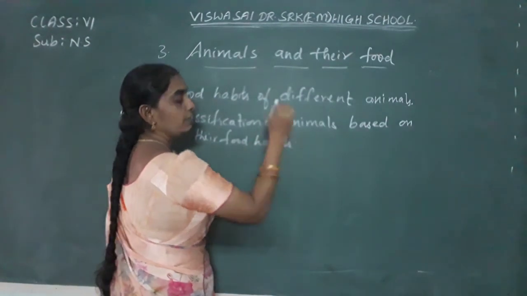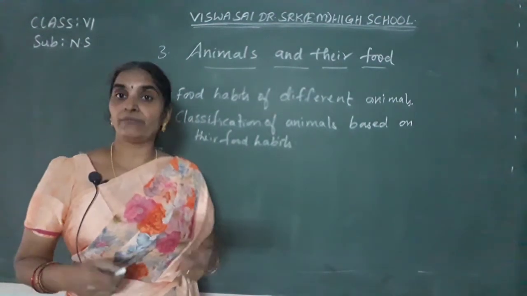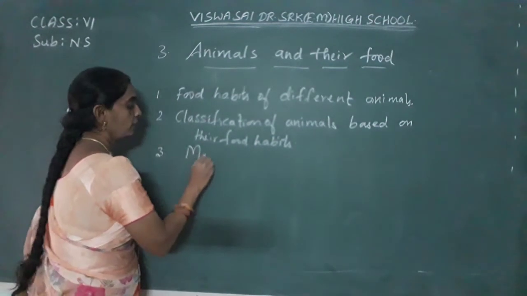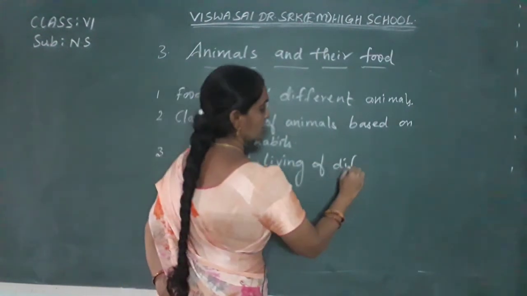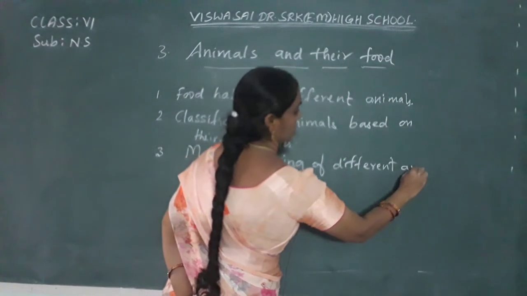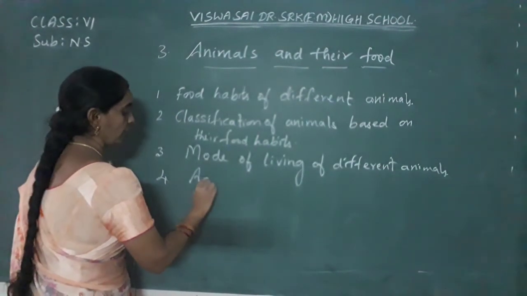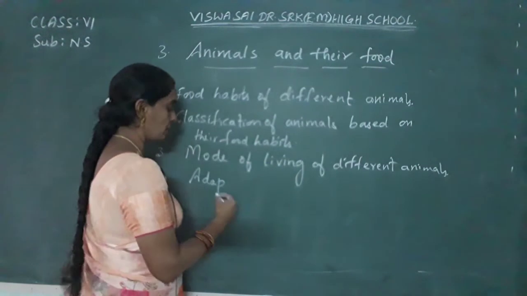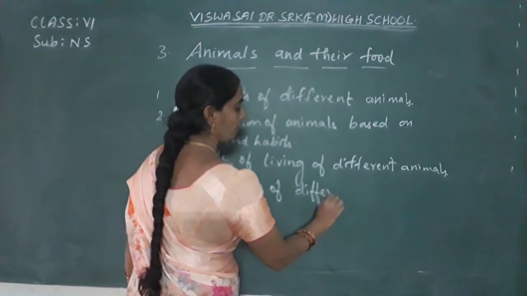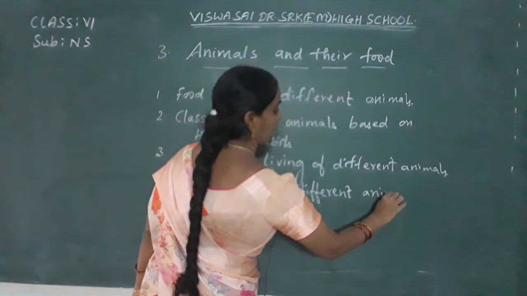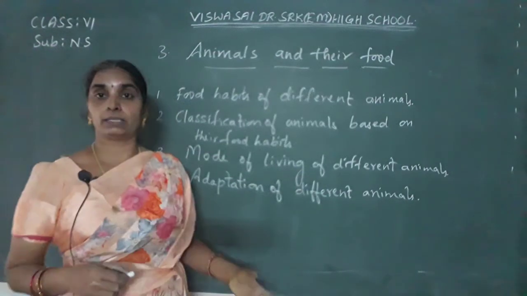Dear children, next, thirdly, you are going to learn about the mode of living of different animals. Mode of living. How do they live? Mode of living of different animals. And also adaptation of animals to the particular place. How do certain animals adapt to the particular place depending upon their food habits. Adaptation of different animals at different places.